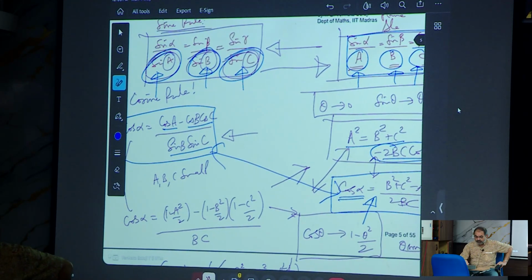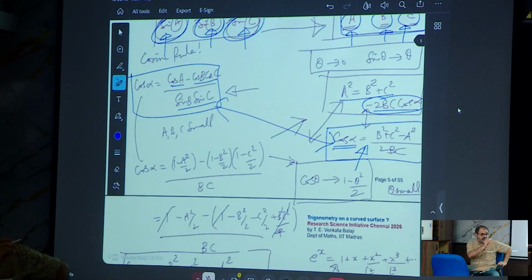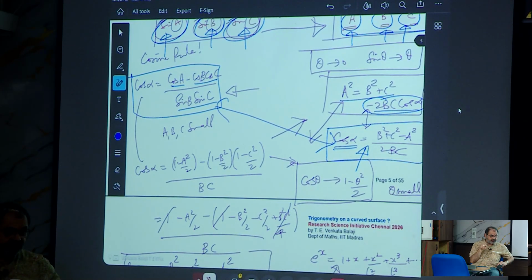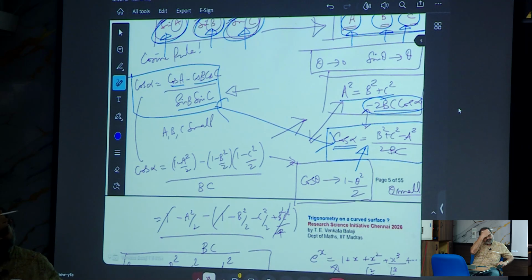Yes, so now you have a question. These formulas will be applicable only for triangles on a sphere, right? Because it's a spherical geodesic triangle. So then for each curved surface, the formula will change. Of course. Yes, that's a very general question.